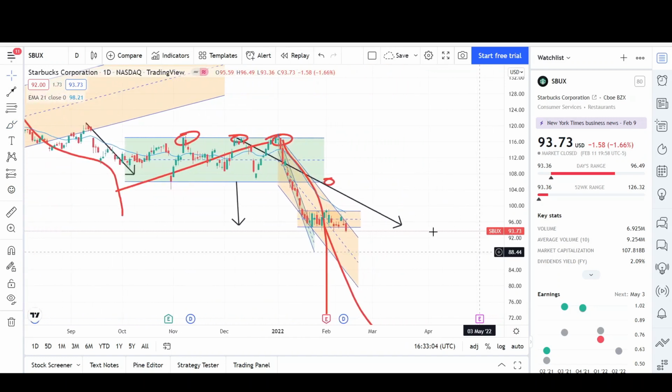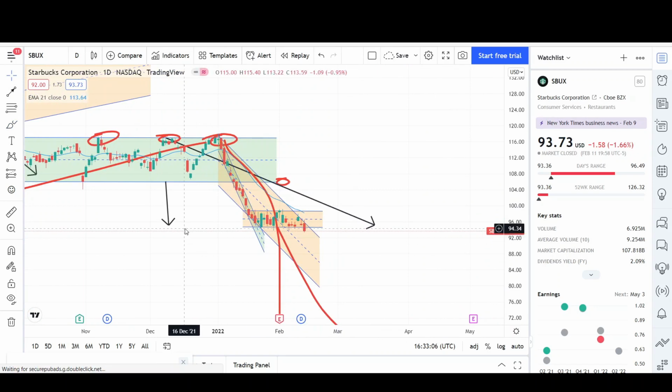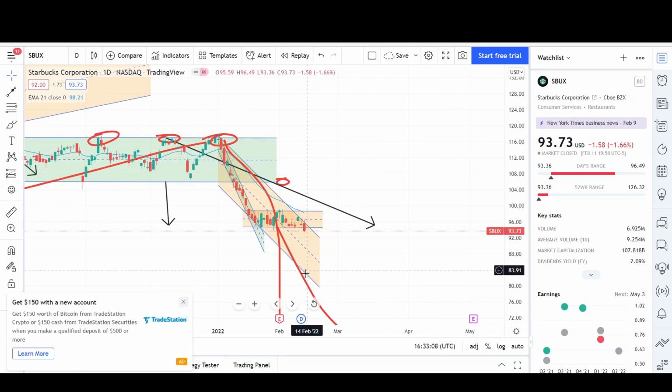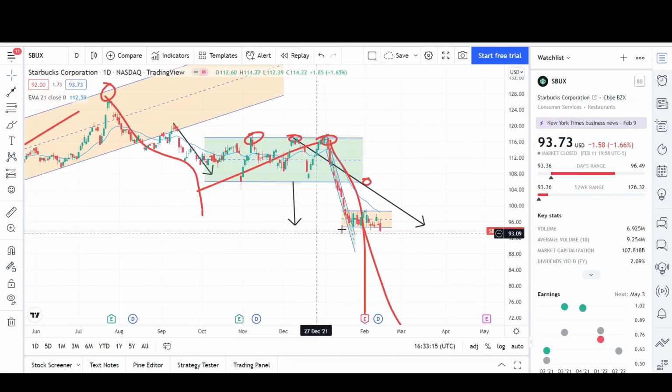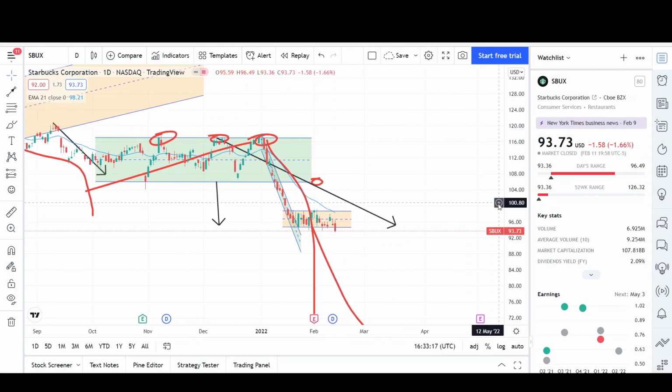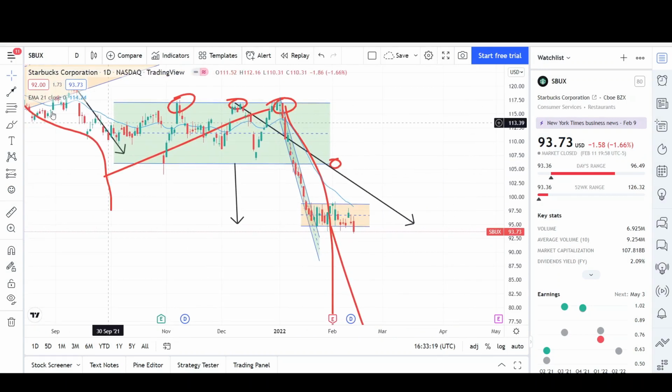Either we're going to stay inside of this orange downtrend channel and reach the lower side of it, or this is just going to be a massive short trap, because normally when we get a break outside the range, we could just reverse. It could be just a trap.